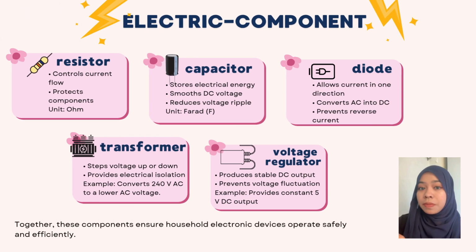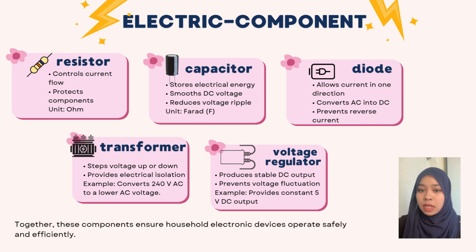This slide shows the main electrical components used in electrical circuits. First, the resistor controls the flow of current and protects other components from excessive current. Its unit is ohms. Next, the capacitor stores electrical energy, smooths the DC voltage, and reduces voltage ripple. Its unit is farad. The diode allows current to flow in only one direction. It also converts AC to DC and prevents reverse current.